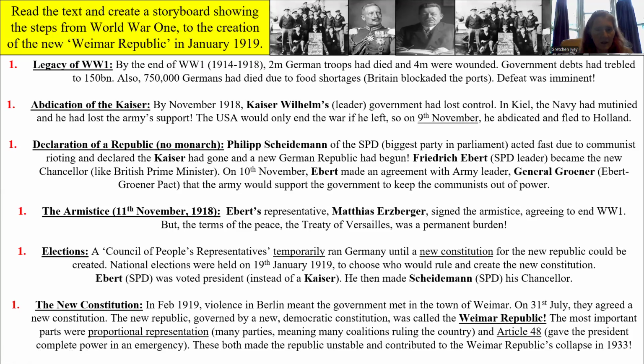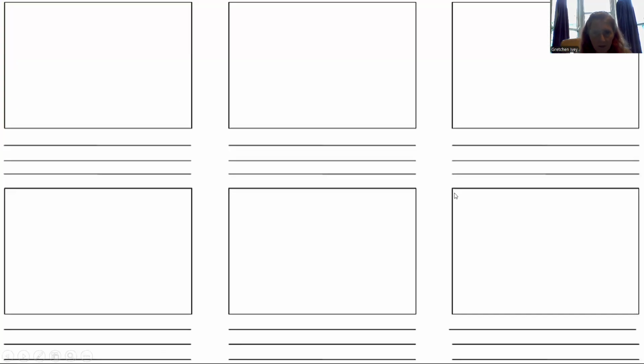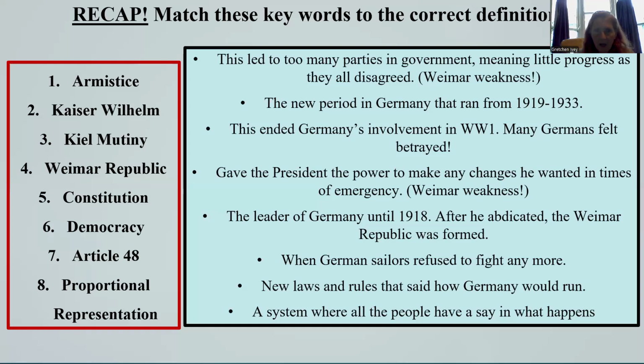Okay, this is actually a task that I will give to you on a sheet, but what you will do is you'll read this text and create a storyboard showing the steps from World War I to the creation of the Weimar Republic. But this will be an additional task that you can do on Word or something. That's the storyboard sheet. Okay, so you have some vocabulary words here that we can look at. We've got armistice, Kaiser Wilhelm, the Kiel Mutiny, the Weimar Republic, Constitution, democracy, Article 48, and proportional representation. So what I will do is I'm going to actually pause the video for a bit, give you a chance to work on that, see how well you do, and then we'll go over the answers.